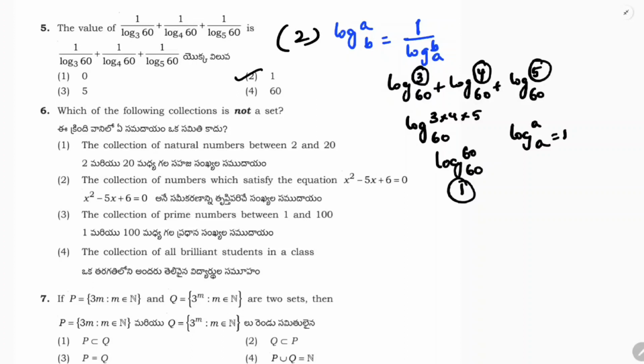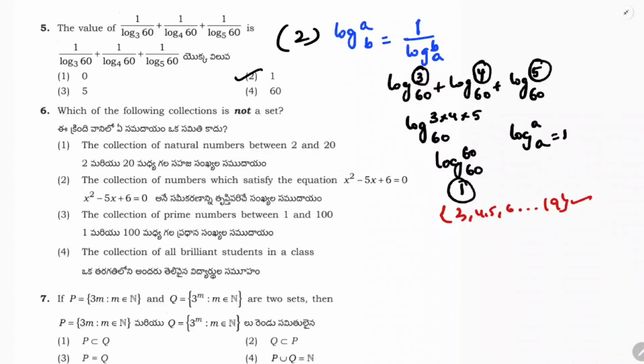Which of the following collections is not a set? The first question: the collection of natural numbers between 2 to 20. So, between 2 to 20, like 3, 4, 5, 6, and so on, up to 19.